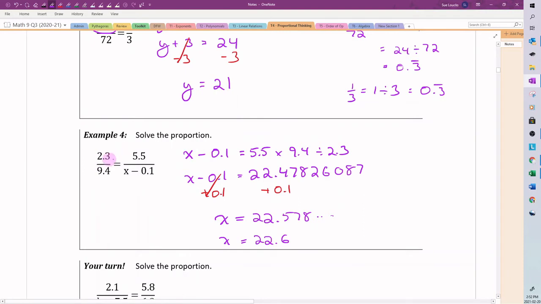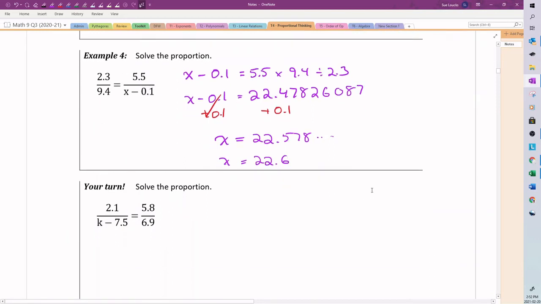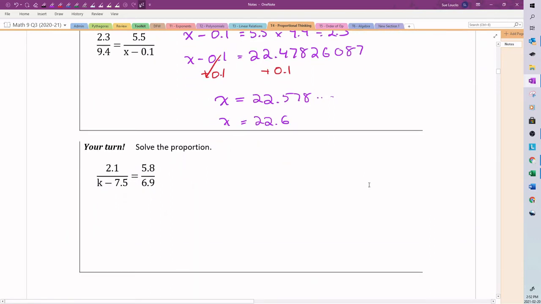A good rule of thumb is to round it to the same number of digits as your question has, okay? But I would not mark that wrong if you rounded it to 2 digits, or 2 decimal places or whatever, as long as you've rounded it correctly wherever you have rounded it, okay? All right, your turn. Pause the video, you go ahead and do this question and then check your answer.